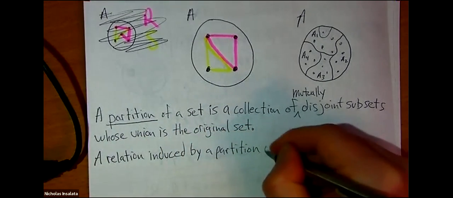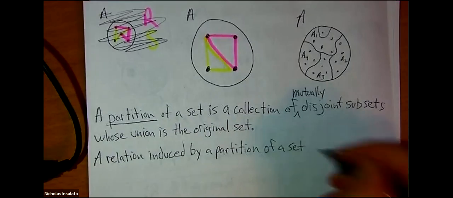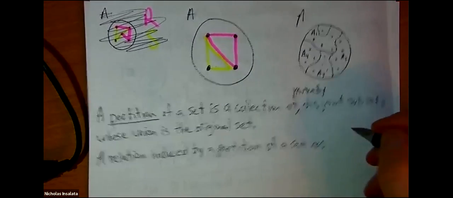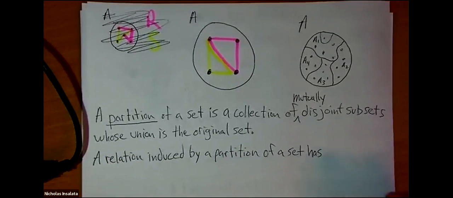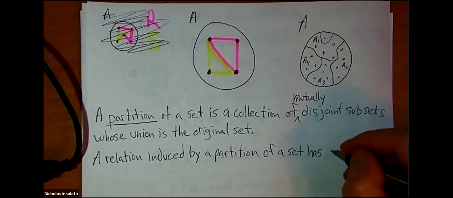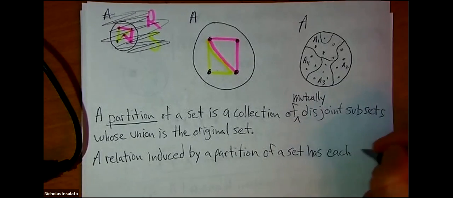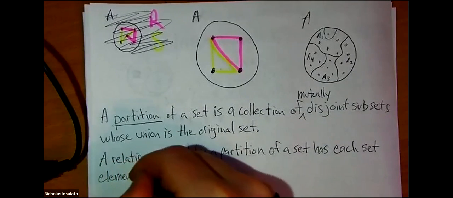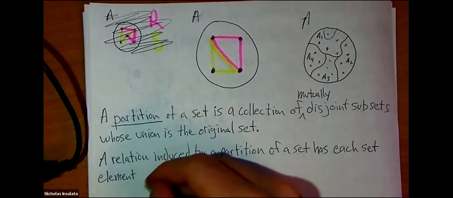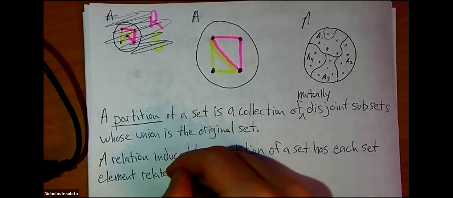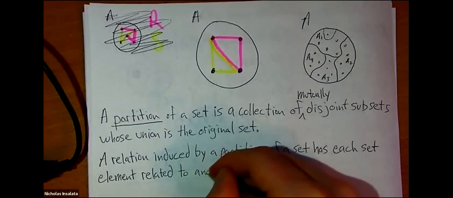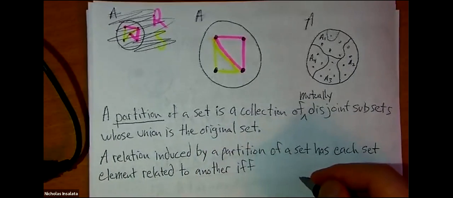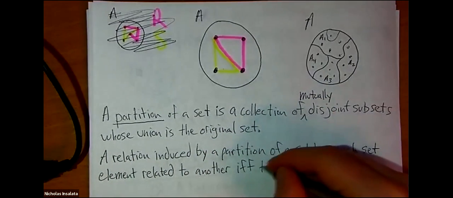A partition of a set has each set element related to another if and only if they are in the same part.